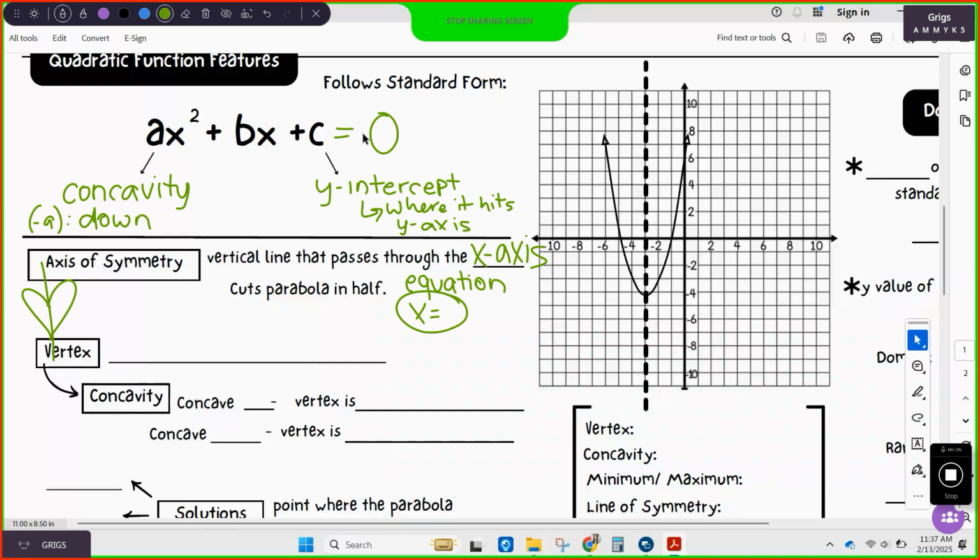All right, now let's talk about the word vertex. Your vertex is a point, and it is the lowest, which you could refer to as the minimum, or it could be the highest, or the maximum. So it's going to be your lowest or your minimum or your maximum.